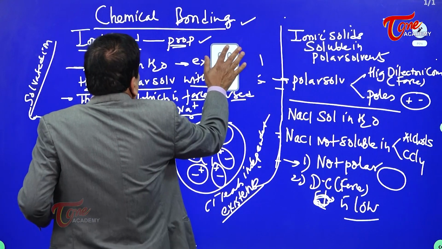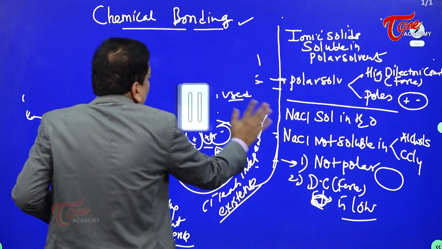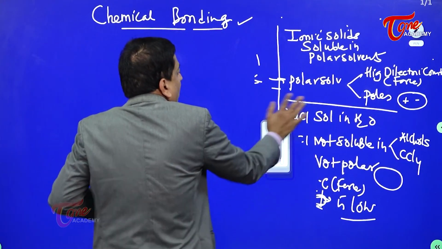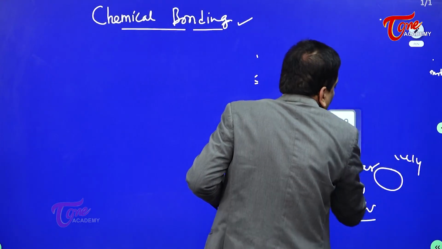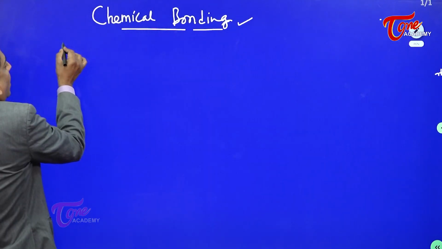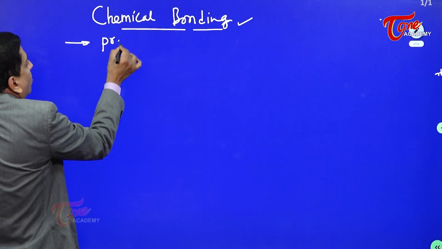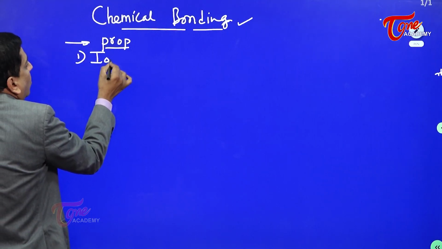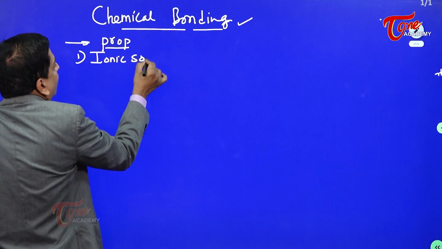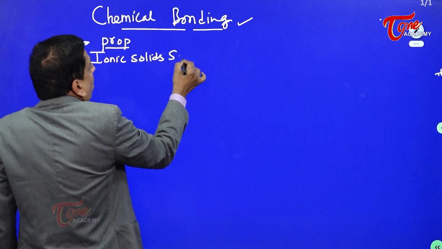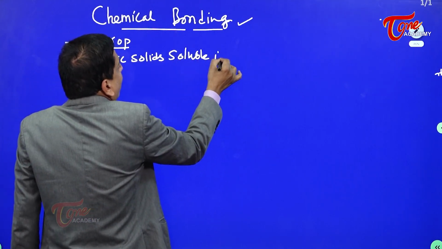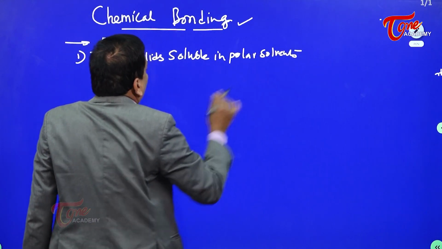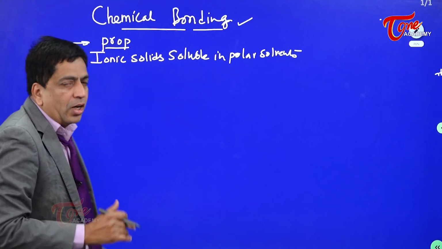So what we have done is basically this, understand this. We are discussing the properties of ionic compounds, remember. So what are the properties of ionic compounds? Number one, ionic solids are soluble in polar solvents. This is the first property we discussed, polar solvents.